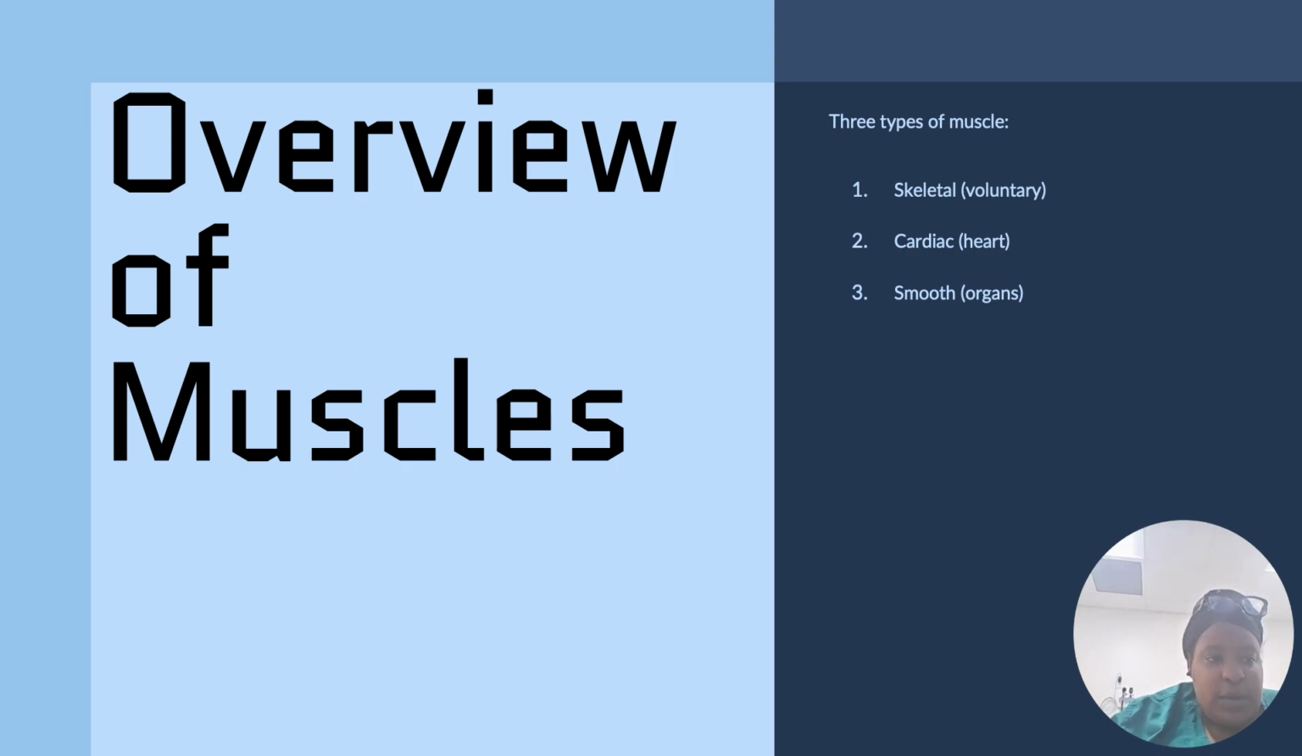Okay, so let's begin with the basics. The body has 3 types of muscle: the skeletal, cardiac, and smooth muscle. The skeletal muscles are the ones that we consciously control. They help us move, lift, run and perform exercises. The cardiac muscle is only in the heart and works automatically. The smooth muscle is found in organs like the stomach and blood vessels and also works without conscious control.